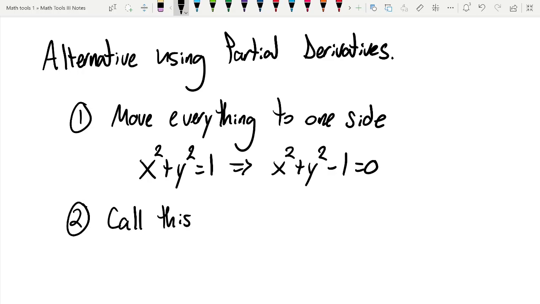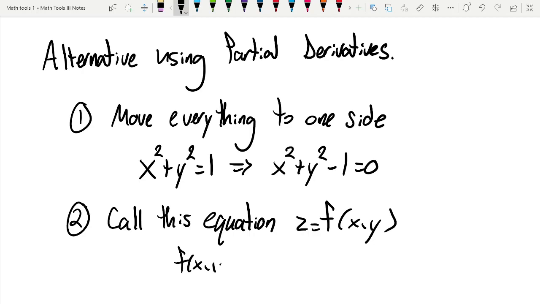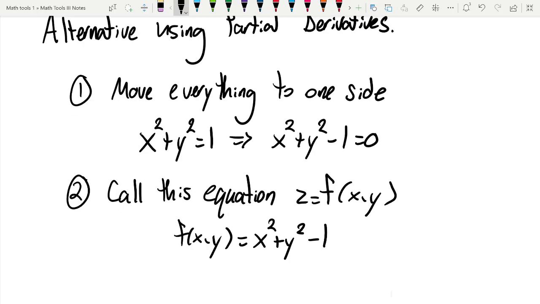Call this equation z equals f of x, y. So in this case, f of x, y is equal to x squared plus y squared minus 1. Meaning that if f of x, y equals 0, then we have the original equation.